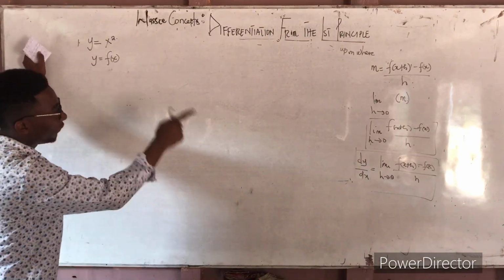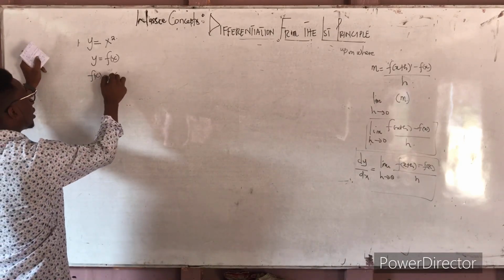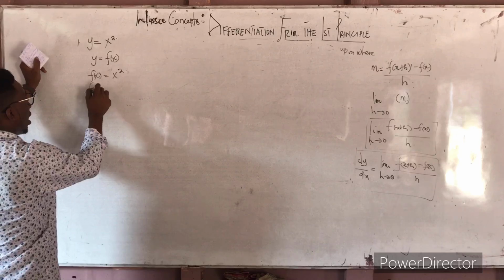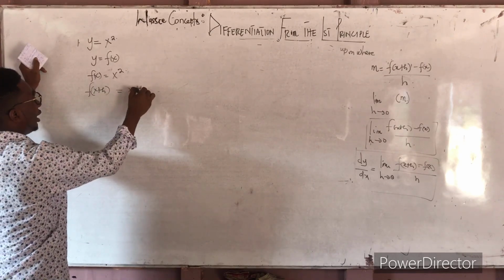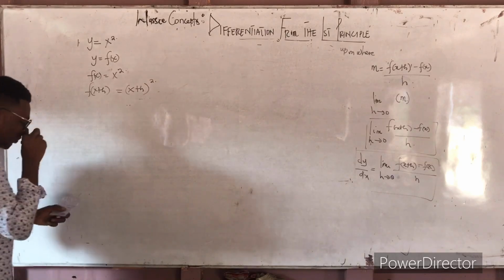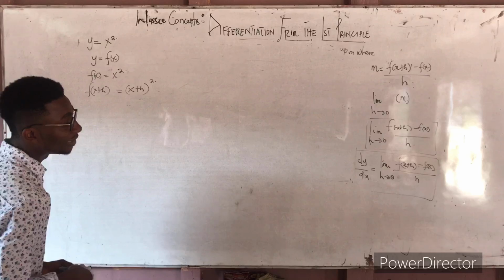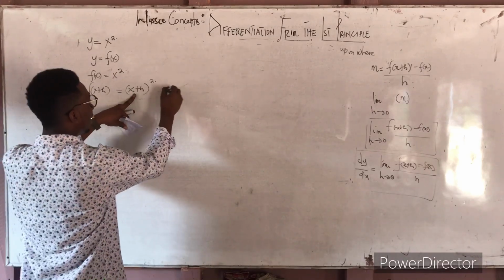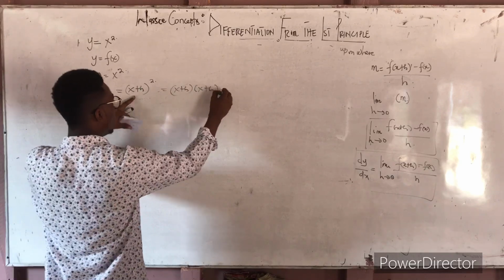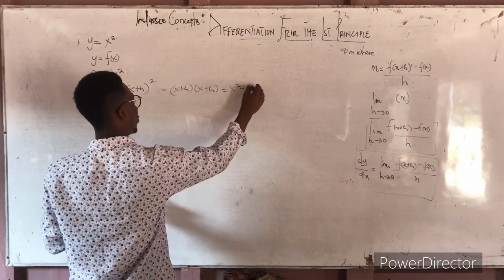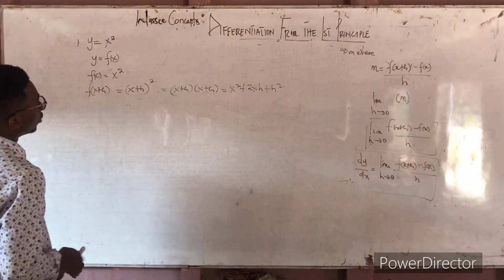We want to use the first principle. Okay, so now our f of x here becomes x squared. And what is our f of x plus h? That is changing the whole of x to what? x plus h all squared. Okay, so when you get this, we can now easily find our derivative. So now what is x plus h squared? It's the same as x plus h multiplying x plus h, which will give you x squared plus 2xh plus h squared.